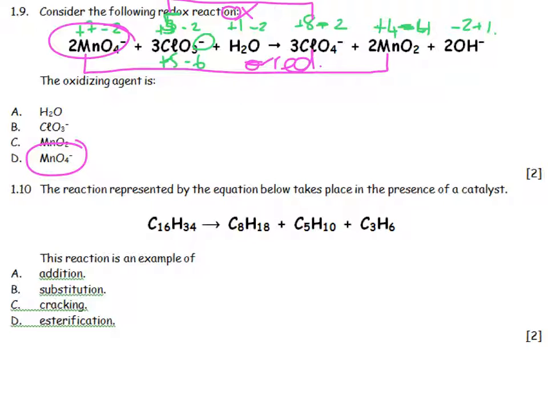There are some weird ones in here, but you actually need to be able to deal with weird ones every now and again. The reaction represented by the equation below takes place in the presence of a catalyst. You've got a big organic molecule, breaks up into smaller organic molecules. We call that, the process is called cracking. And you land up giving off some hydrogens at the same time.